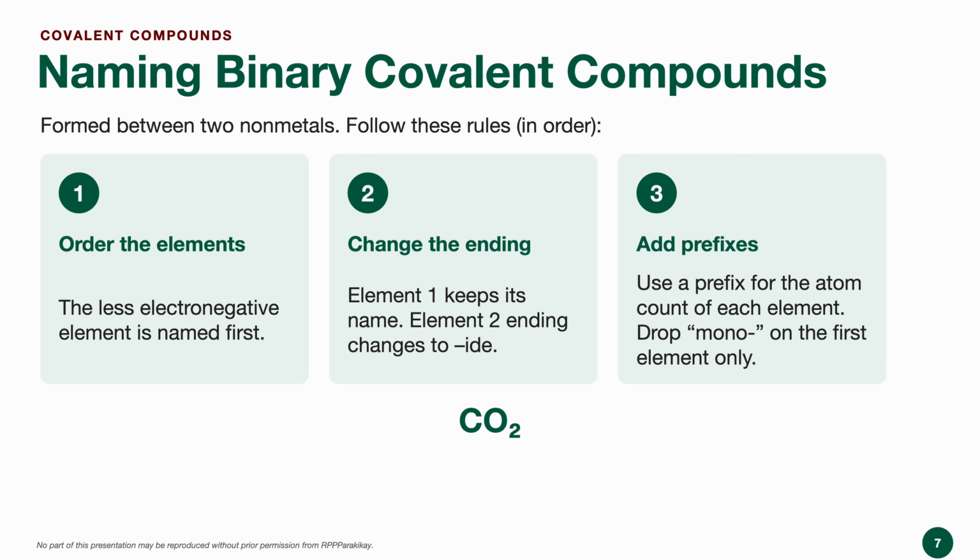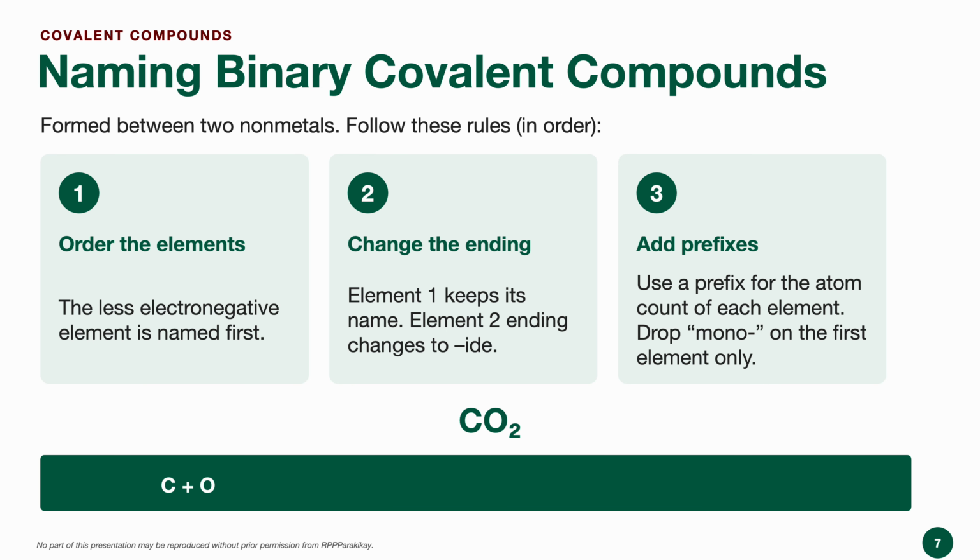So for example, we have CO2. Applying these rules, carbon, being the less electronegative, is cited first without a prefix since only one carbon atom is present. And oxygen is renamed as oxide and assigned the prefix di since we have subscript 2.